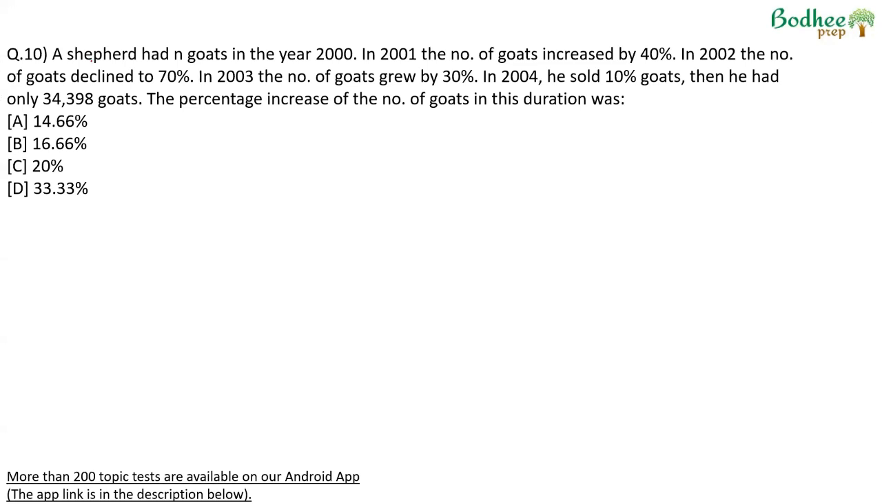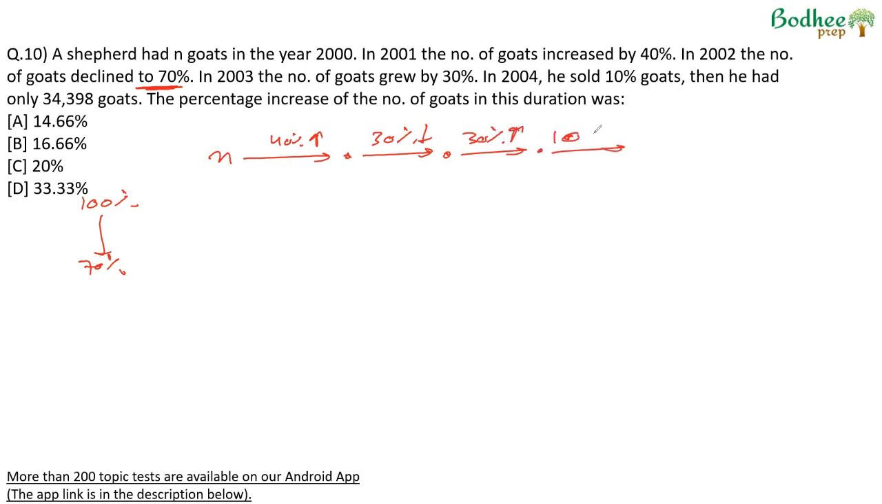A shepherd had n goats in the year 2000. The number of goats increased by 40%. In 2002, the number of goats declined to 70%. Now, if something declines to 70%, it means there is a decrease of 30%. Then the number of goats grew by 30%, an increase of 30% again. In 2004, he sold 10% of the goats, so a decrease of 10% again. Then he had 34398 goats.